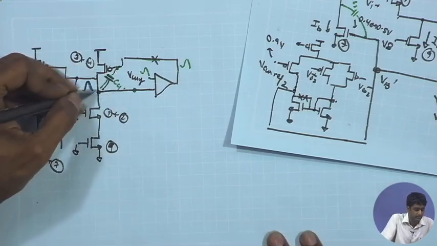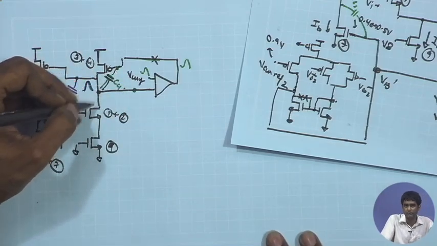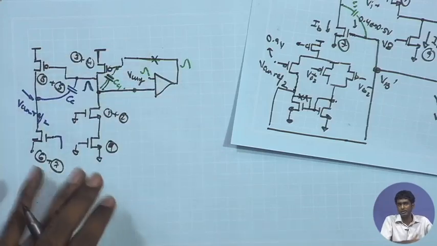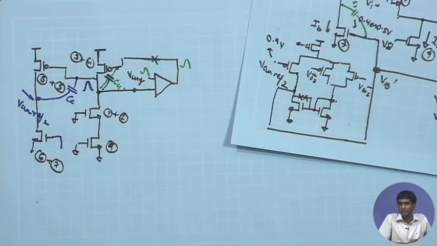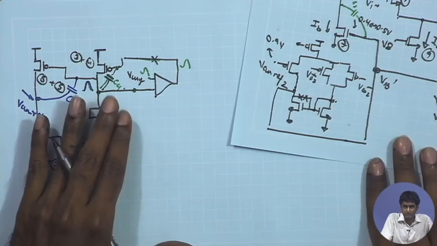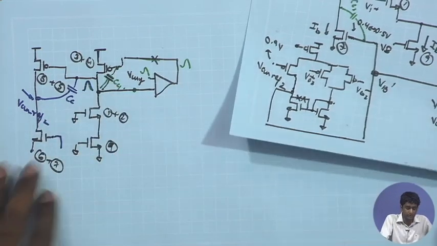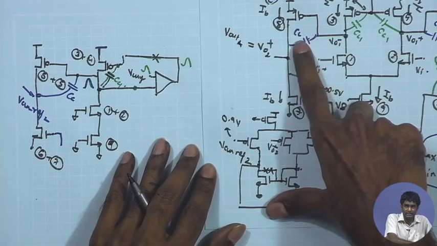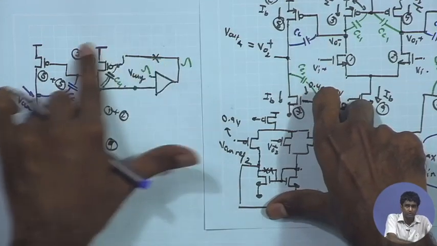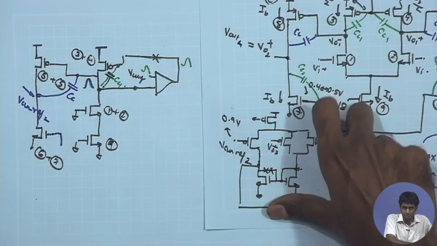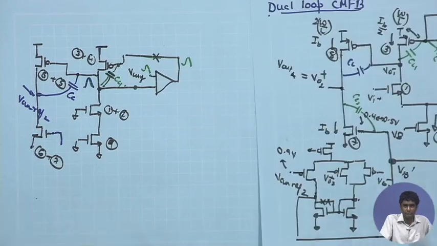Remember that impedance looking into this node becomes approximately 1 upon gm of this PMOS transistor, and as a result the pole shifts towards higher frequency. So, this is an important point, you should be aware of this, that CC is not interfering strongly with your common mode feedback of the first loop. Any question related to this discussion?